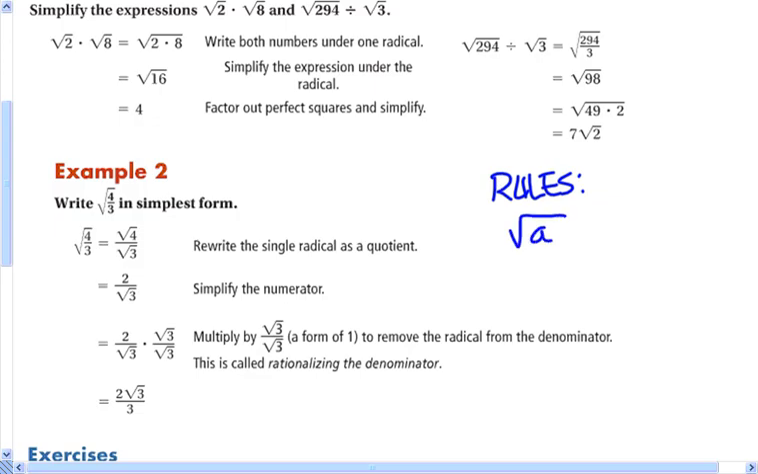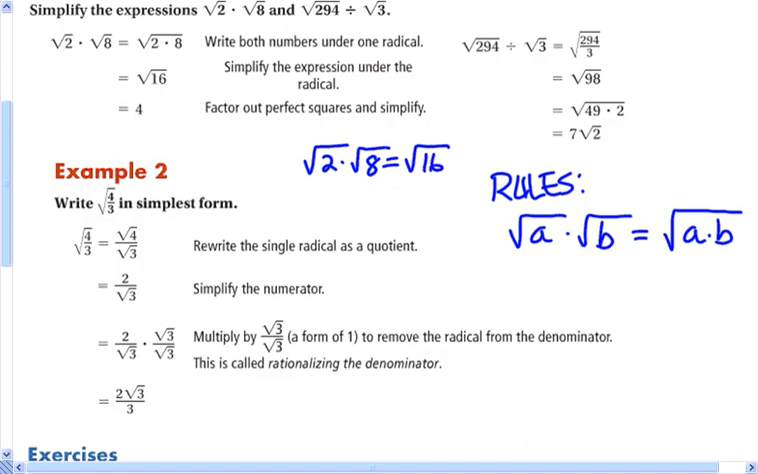If you have two radical expressions, like the square root of a times the square root of b, you can combine them under the radical symbol and just multiply them together. So an example of that would be something like this. The square root of 2 times the square root of 8 is equal to the square root of 16, which is 4.